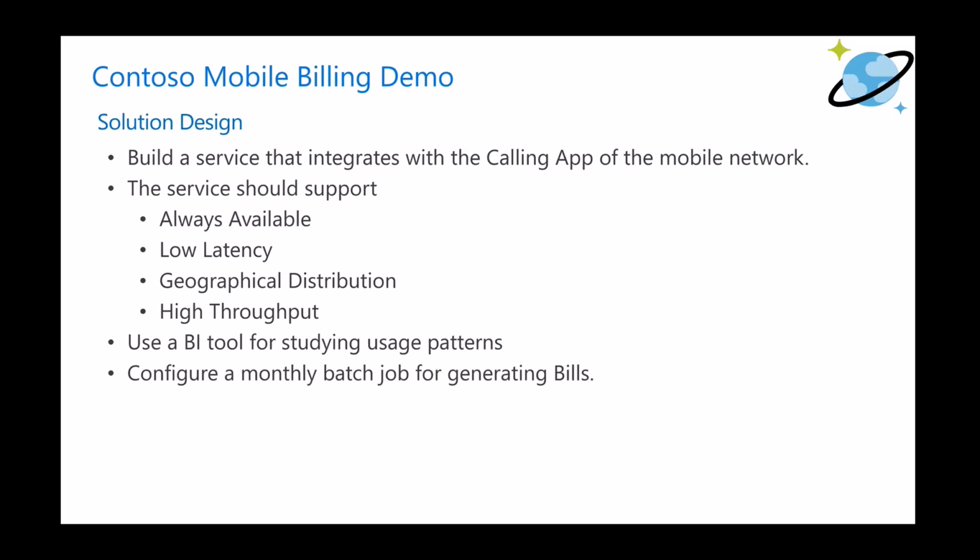So we are going to design a solution that integrates with the calling app of the mobile network. We understand the service should be always available. It needs to provide low latency. It has to be geographically distributed. And because we're talking about a mobile network where millions of people are connected, we need to have high throughput. So we are going to use Cosmos DB as our backend database. For doing the analytics, we are going to use Power BI. And for the bill generation, we are going to have a backend job created in Spark.